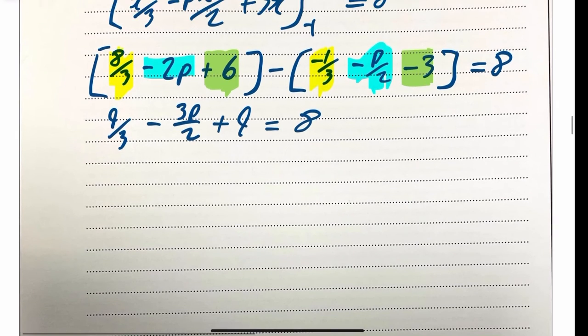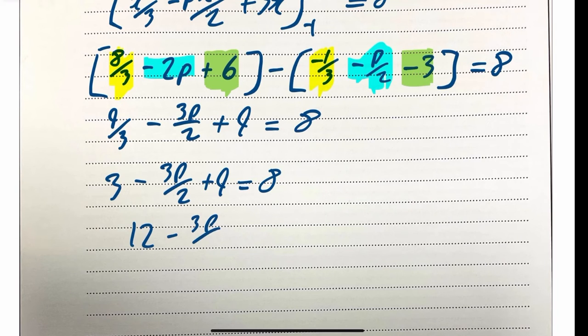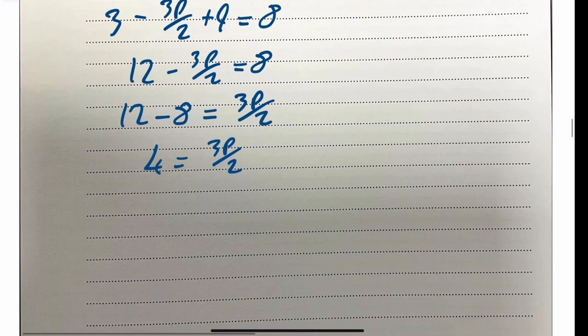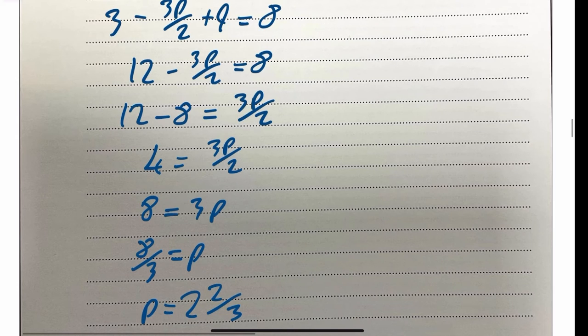Okay, tidy that up, it's a bit of a mess. That's just 3 minus 3p over 2 plus 9 is equal to 8, which means 12 minus 3p over 2 is equal to 8. I'll swap the 8 and the minus 3p over 2 across, and we will have 4 is equal to 3p over 2. Multiply across by the 2, you're going to have the 8 is equal to 3p, which means 8 divided by 3 is equal to p, so p is equal to 2 and 2/3.